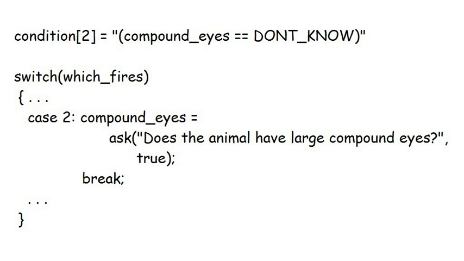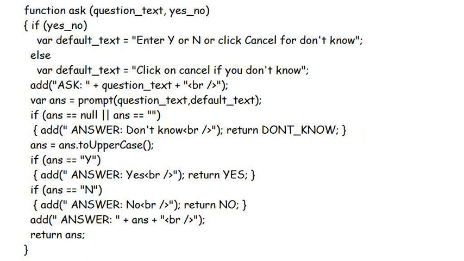The Boolean parameter after that is set to true to indicate that this question has a yes-no answer. There is one question, asking how many legs the creature has, that isn't a yes-no question. Function ask returns the values yes, no, or don't know, and whichever one is returned, the variable compound eyes is set to that. I've compressed the function ask slightly to fit it on the screen, but it basically uses the JavaScript prompt statement to get an answer from the user. The prompt box always provides a cancel option, returning the value null, and this is used to indicate don't know.